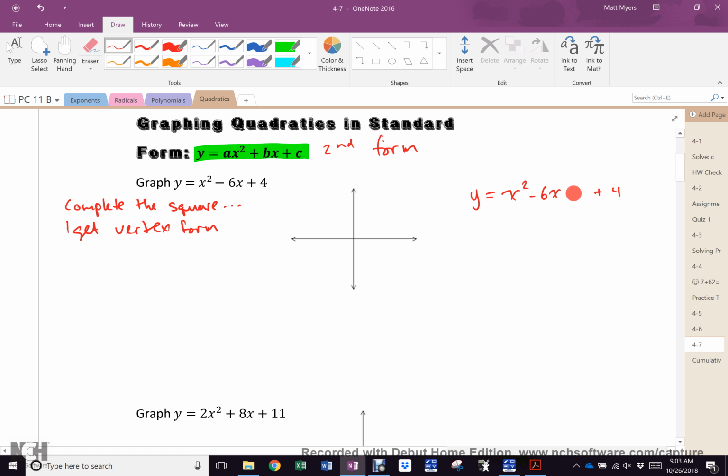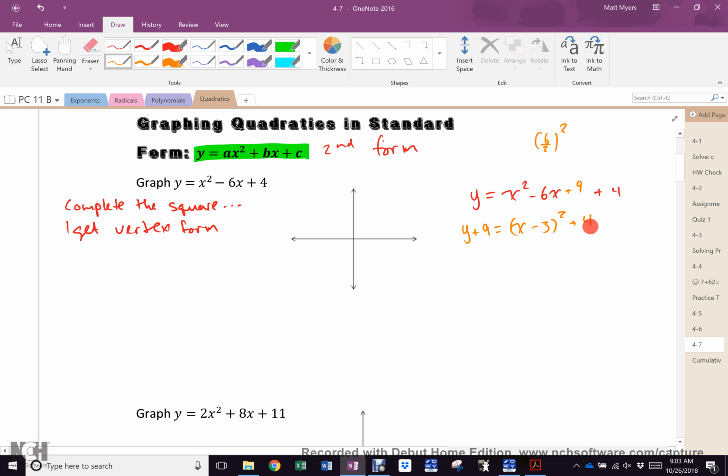I left this big blank here. Why? What am I going to write in right there? I'm going to write 9, aren't I? Because that's 6 divided by 2 squared equals 9, right? Everyone agree? What did I add right there that wasn't over here? 9. So now this side is y plus 9 equals x minus 3 squared plus 4, correct?